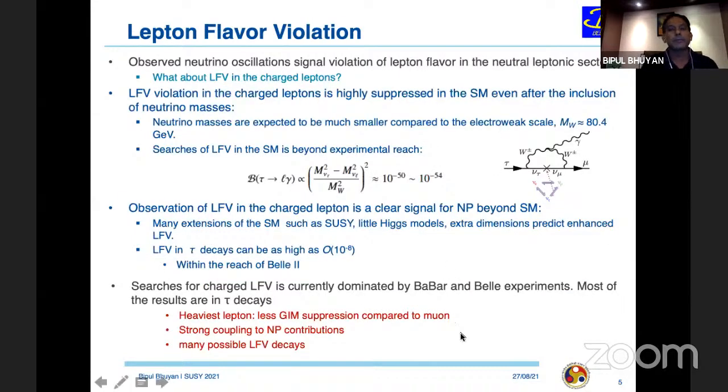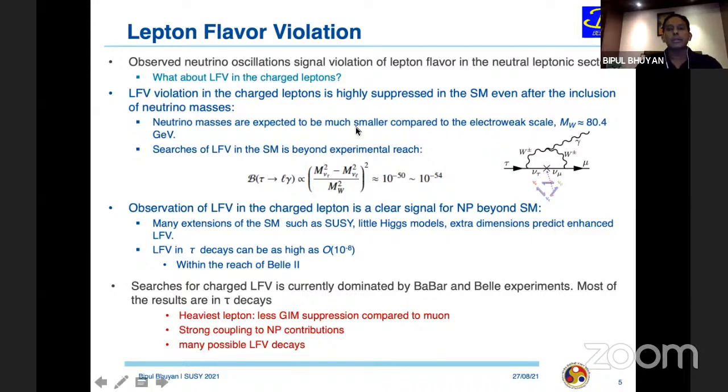Now, to talk about some of the physics results which are making some news right in recent time. Let us start with discussing the lepton flavor violating processes that we have been studying recently. In fact, observed neutrino oscillations clearly signal violation of lepton flavor, at least in the neutral lepton sector. So we are asking about the same thing in the charged lepton case. That is the interesting case of studying LFV processes in charged leptons.